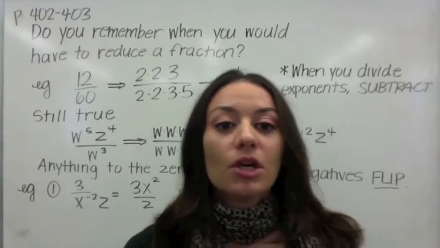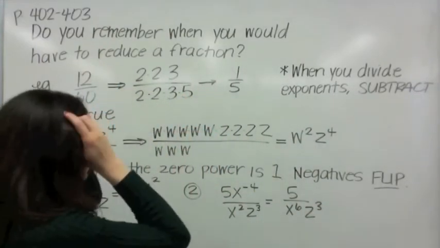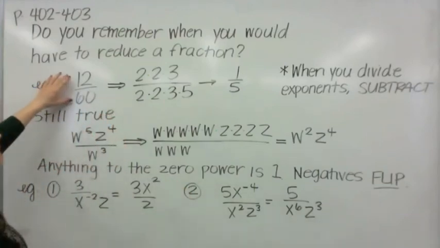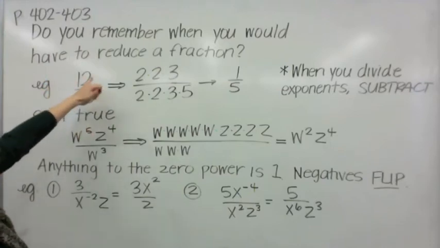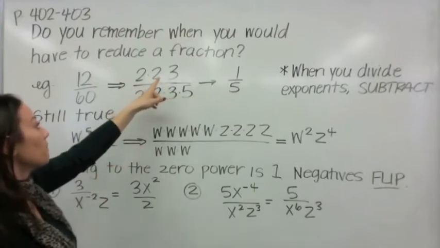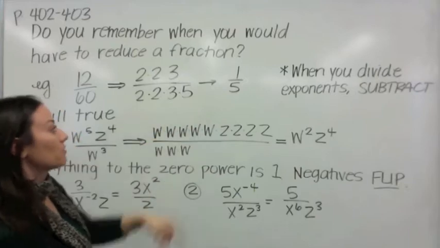But first, do you remember when you would have to reduce a fraction? And we still have to reduce fractions. But let's just look at 12 sixtieths, or 12 divided by 60. So if we use the prime factors, 12 would be 2 times 2 times 3, correct? Which is 4 times 3. 60 would be 2 times 2 times 3, then times 5.